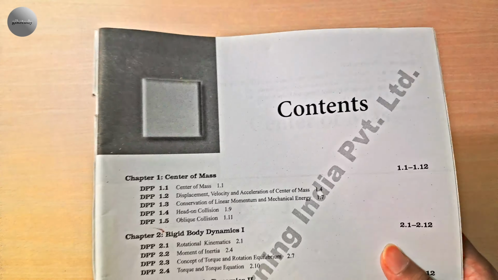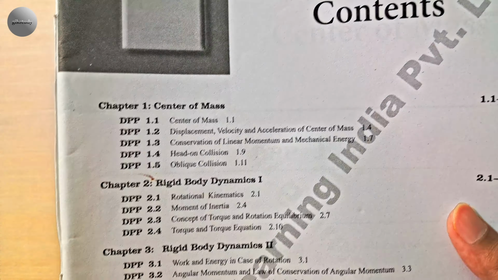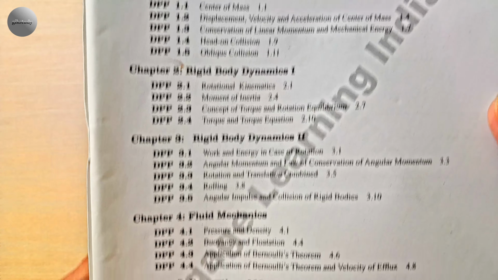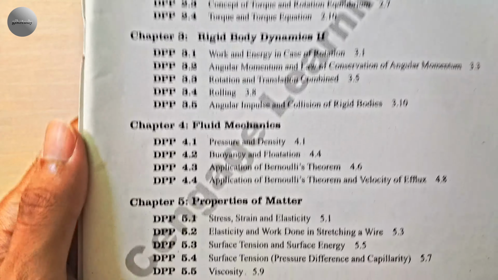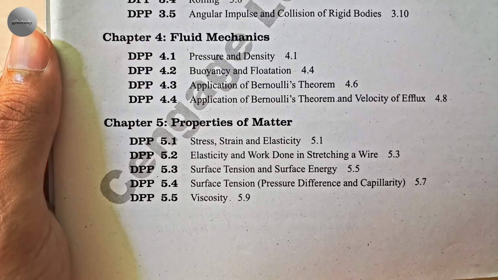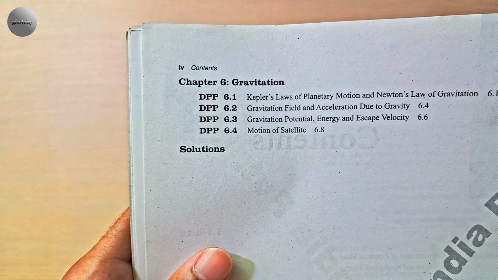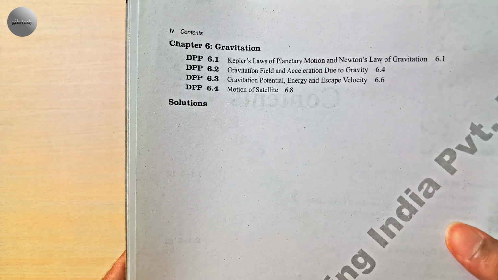Here you can see the contents page. Chapter 1 is center of mass, then chapter 2 rigid body dynamics 1, then chapter 3 rigid body dynamics 2, then chapter 4 fluid mechanics, then chapter 5 properties of matter, and then chapter 6 gravitation, and after that you find the solution.